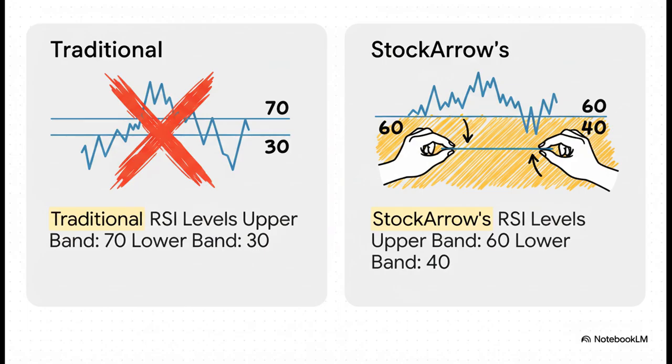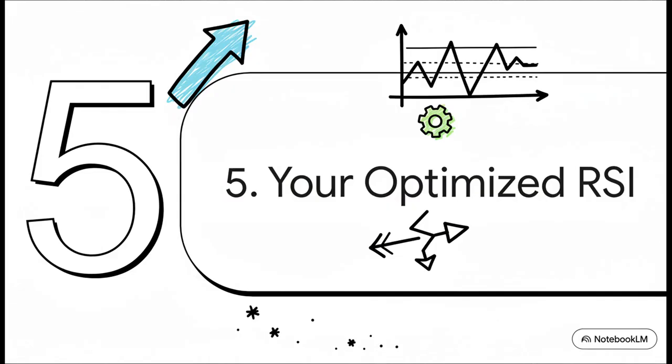Now this is huge. This isn't just changing a number, it's changing the entire philosophy. We're not waiting for extreme, over-the-top conditions anymore. We're looking for that crucial shift, the moment momentum starts tilting into bullish or bearish territory, and we're seeing it way earlier. And that's it. With that one final, really powerful tweak, your RSI indicator is now completely set up, optimized and ready to go, all based on this Stock Arrow method.